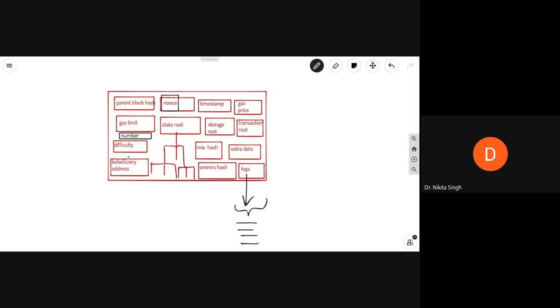Next, we have the beneficiary's address. Beneficiary address sometimes includes the miner's address. It will have the address of the miner who has executed or verified and added the block to the blockchain.